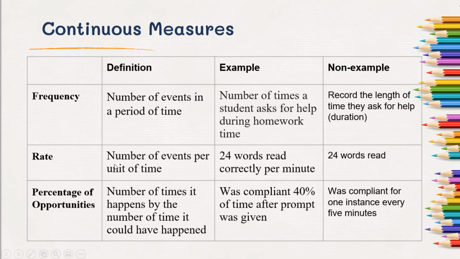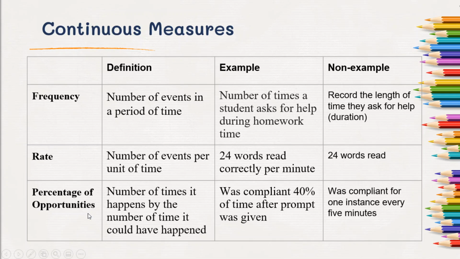For rate, however, we're looking at the number of events per unit of time. Here, an example would be 24 words read correctly per minute. A non-example would be 24 words read. This would be more similar to frequency, whereas with rate, we can think of it as adding a step by looking at not only how many times the event is occurring, but what is the rate? So what is the per unit of time?